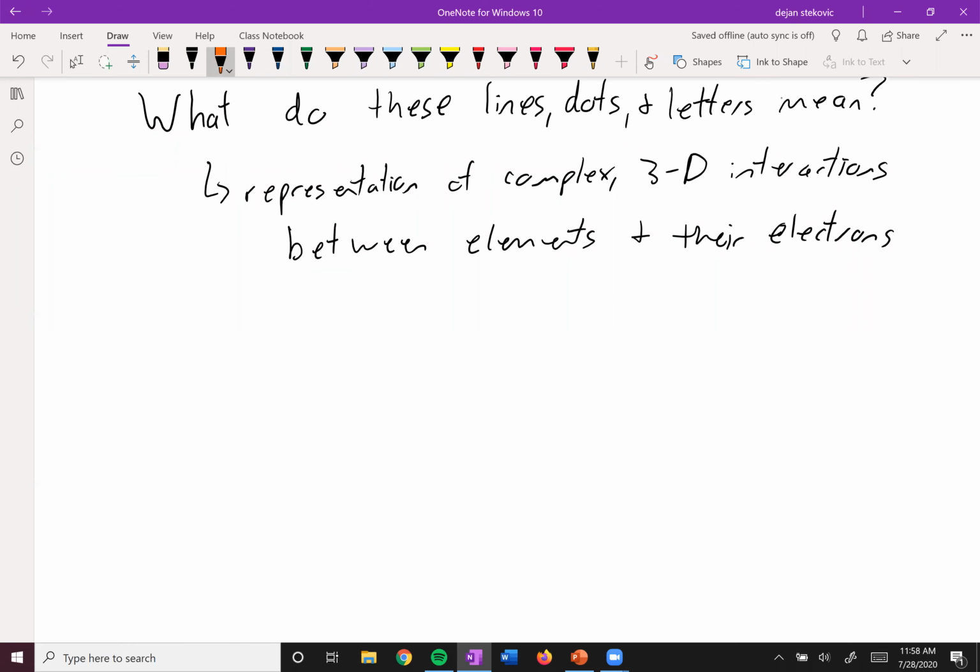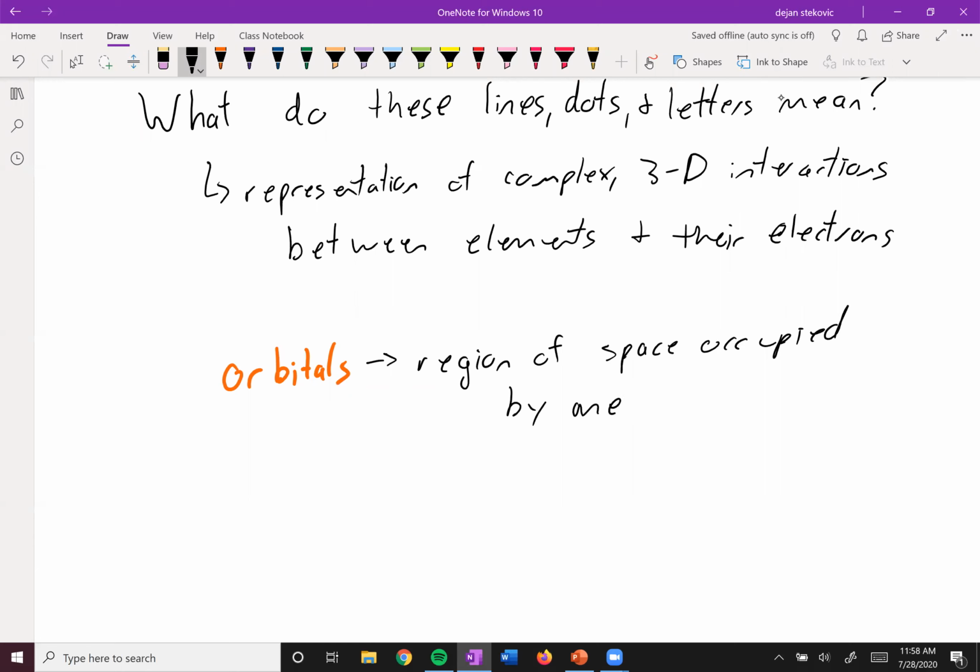So let's think back to general chemistry. Remember that electrons stay in orbitals, right? The orbitals are kind of the houses of the electrons. They're the region of space occupied by an electron. You kind of think of this as the house for the electron. And remember that there's 2 electrons per orbital.